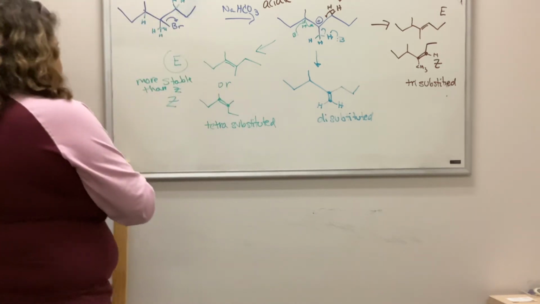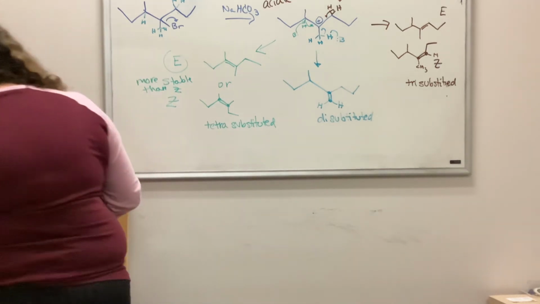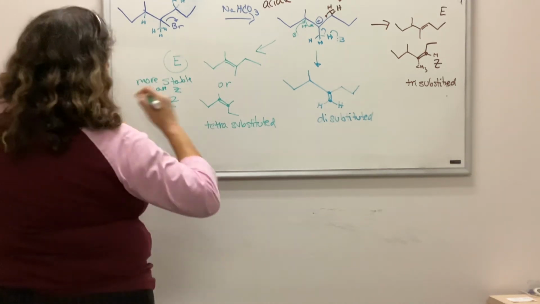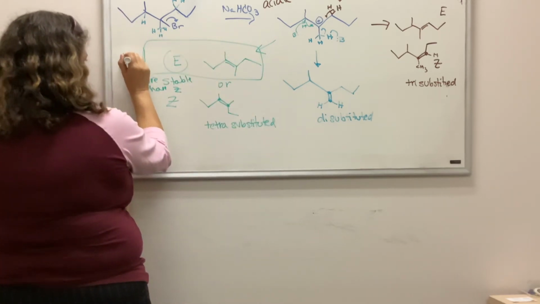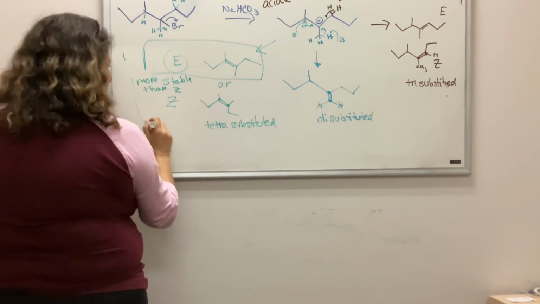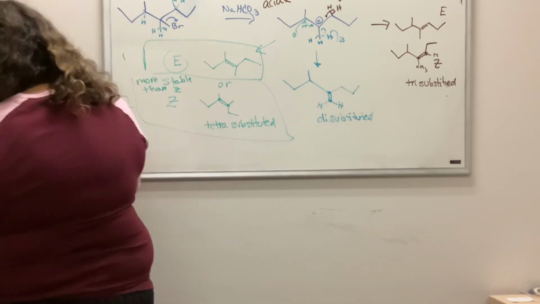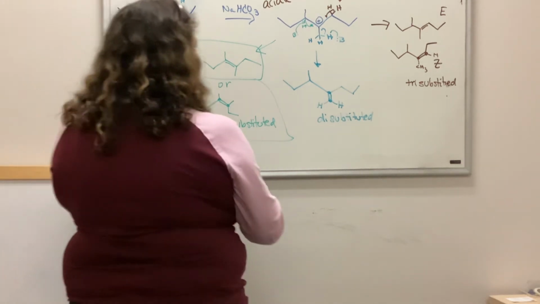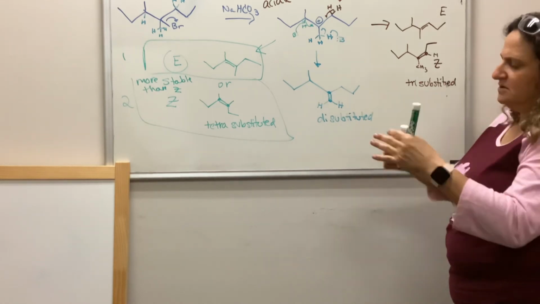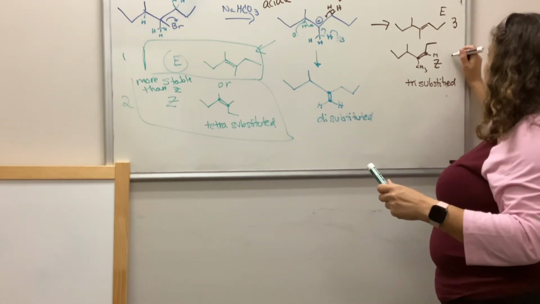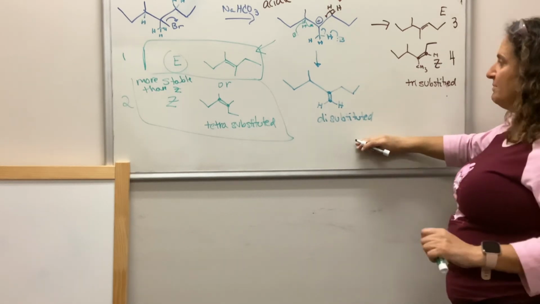And the general rule is the more substituted you are, the more stable the alkene. So that would mean this would be the most stable, so this would be number 1 in stability. Then the E, and then the Z form, second. Then we would go and look at our trisubstituted. And this would be number 3, and this would be number 4. That monosubstituted would be the least stable.